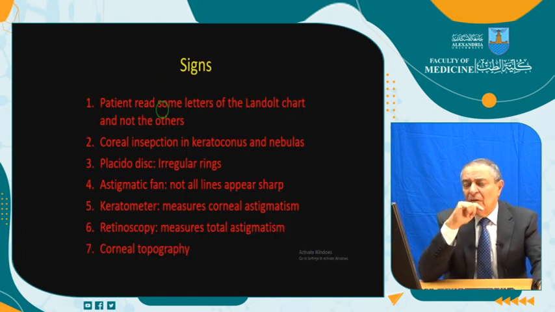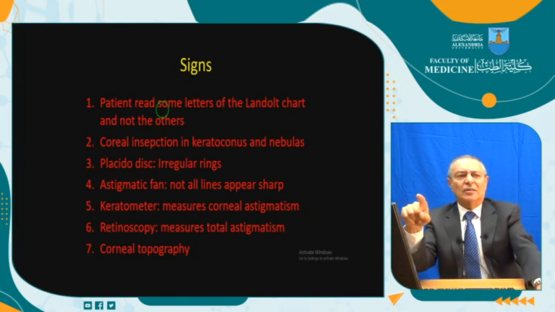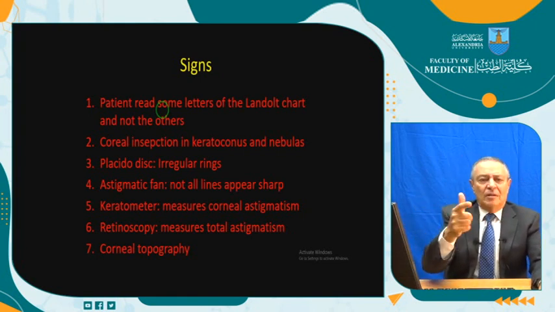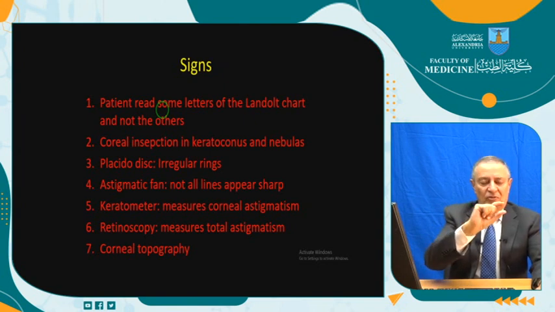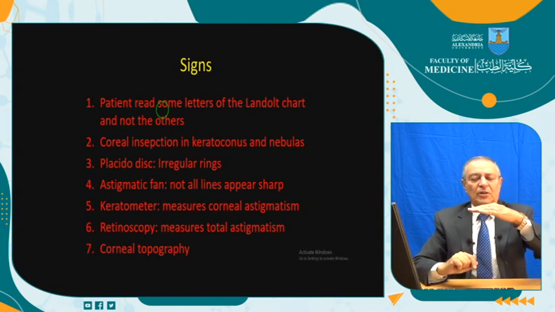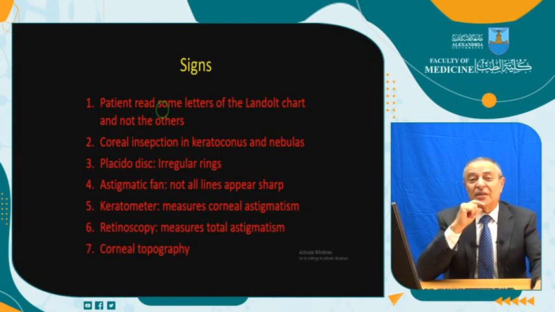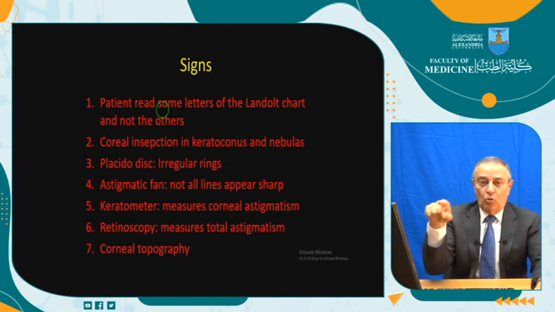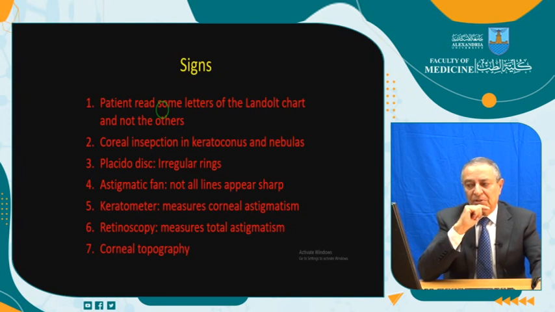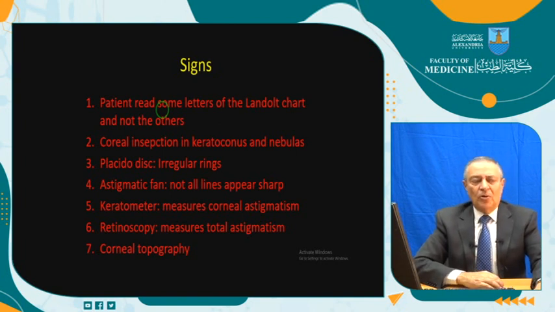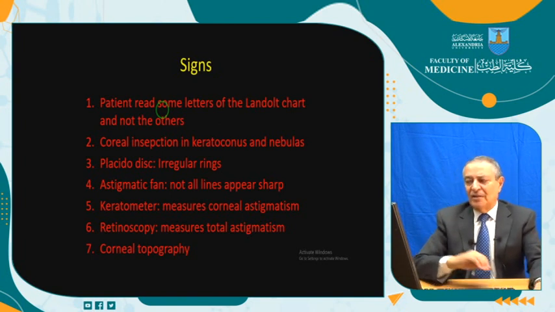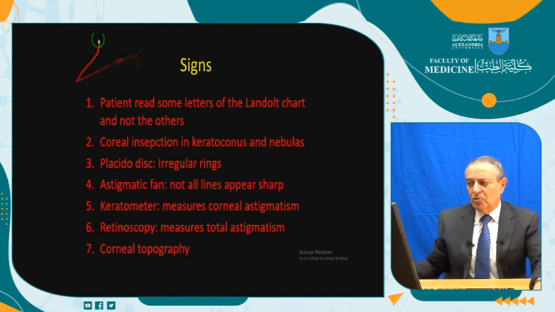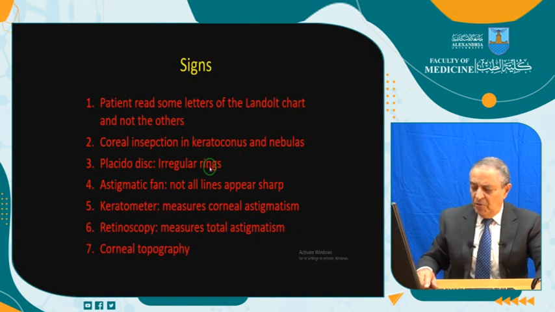Signs. The patient can see the letters in one direction, like the E letters or the C letters. If they are horizontal, he can see them, but if they are vertical, he cannot see them, because he is seeing in one meridian better than the other meridian. You can estimate that this patient has astigmatism. You can inspect the cornea, like in keratoconus, and to define keratoconus or nebula can be by clinical examination. Placido disc, we will see now what is Placido disc.